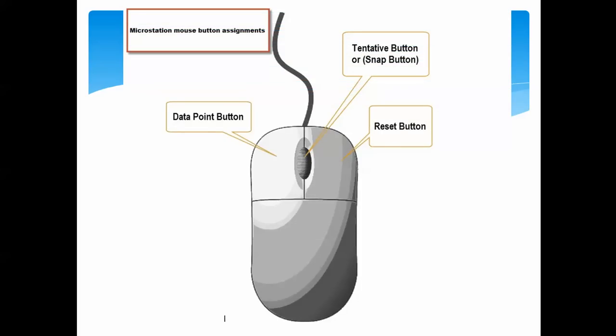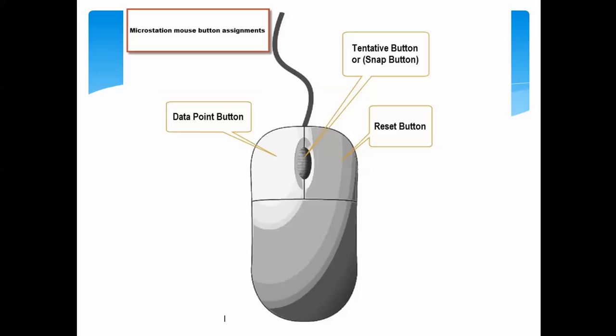This is the thing. I put this together because a lot of people get confused with the buttons. Microstation is legendary for the mouse, and the mouse is what you'll be using most of the time. Your left button here is called your data point button. Your right button is just reset. That means if you're in a command, you hit reset once, twice, or like me, 1,000 times, because I twitch, I guess. All it does is get you out of the command.